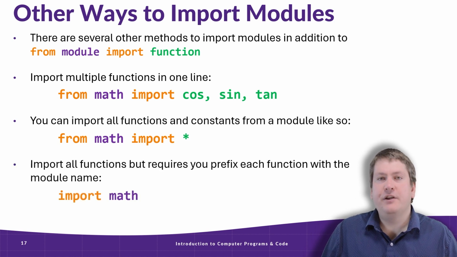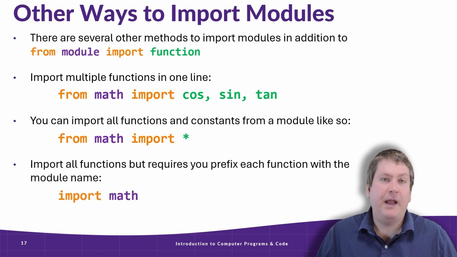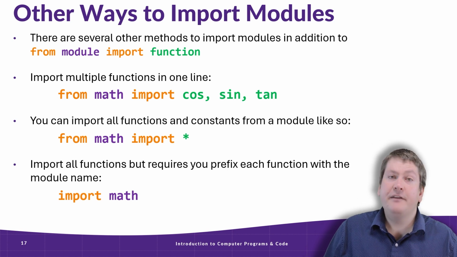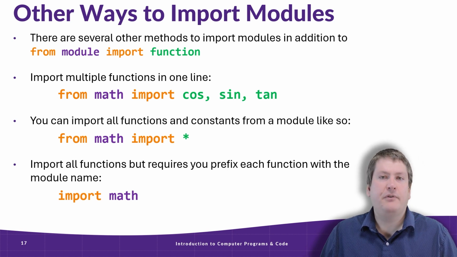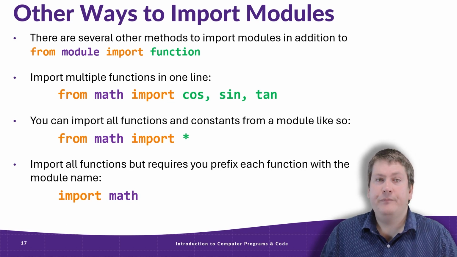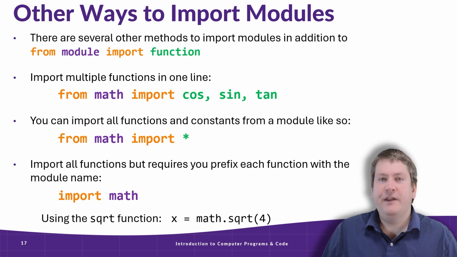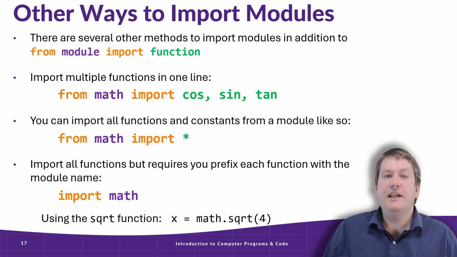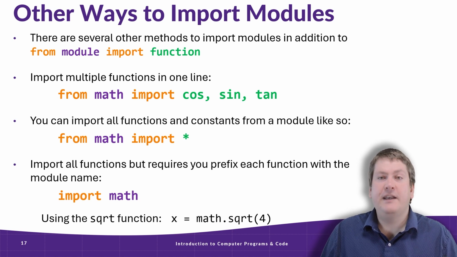The last method we could use is simply stating import math at the top of our file. This imports all functions and variable names from math, just like in the last example, but the difference here is it prefixes the names with the module's name to avoid any conflicts. So note that if you use this method to import the math module, you would need to prefix each function call with the name of math, as is shown here.